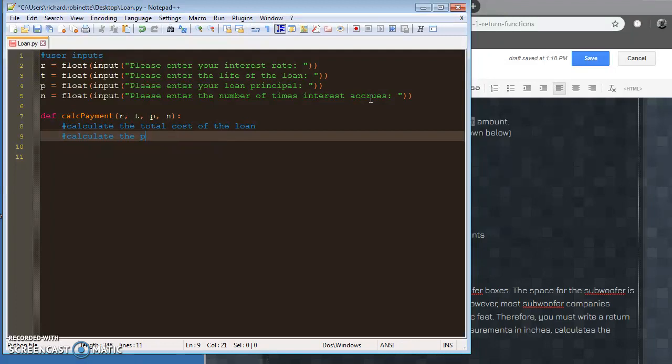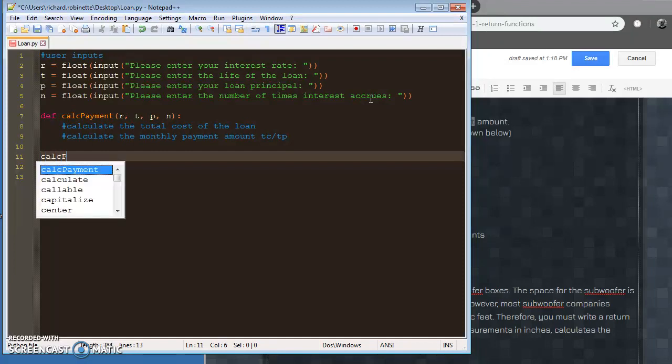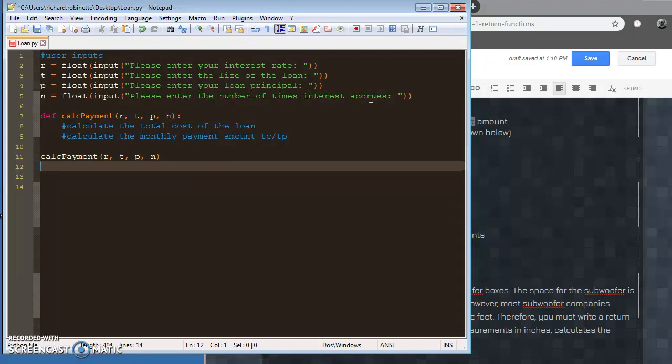Okay, so we're going to calculate the monthly payment amount, which is total cost of the loan divided by the total number of payments that you're going to make. It would be 12 per what? Number of payments is going to be 12 per year. And then here you just calc payment RTP N, and you're done. Questions on that?